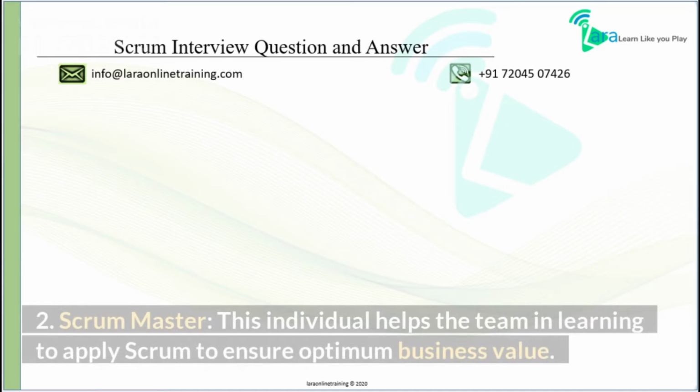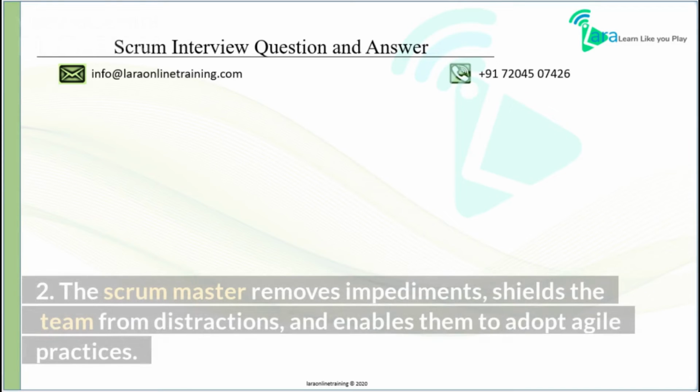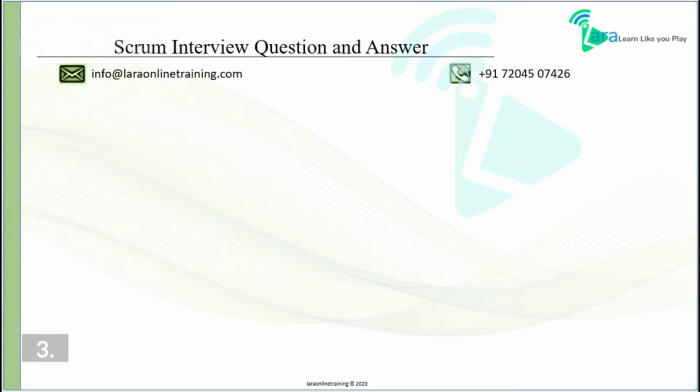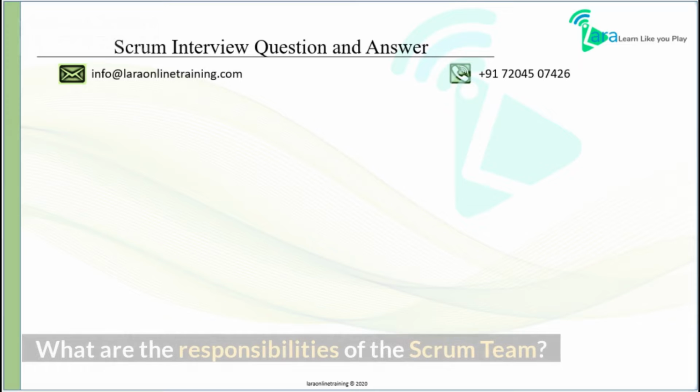2. Scrum Master. This individual helps the team in learning to apply Scrum to ensure optimum business value. The Scrum Master removes impediments, shields the team from distractions, and enables them to adopt agile practices. 3. Scrum Team. They are a collection of individuals who work together to ensure that the requirements of the stakeholders are delivered.